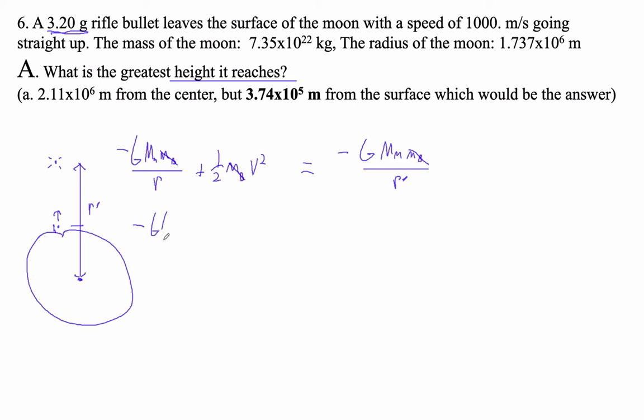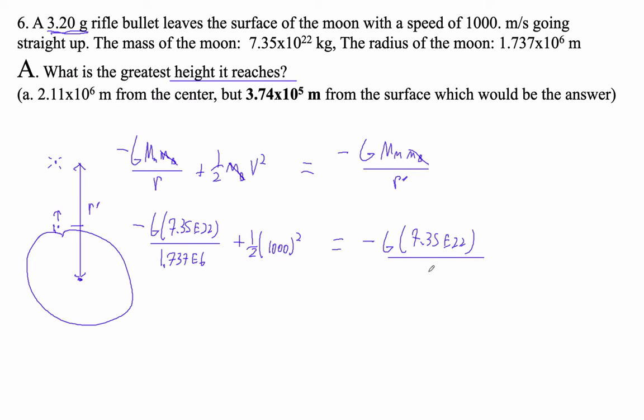Opposite of G times 7.35E22 divided by, and right when we fire it, we're at the surface of the moon, so 1.737E6 plus 1/2 1,000 squared. Isn't that weird? That's weird. That equals the opposite of G times 7.35E22 divided by the R that we're solving for, I'll call that R prime.